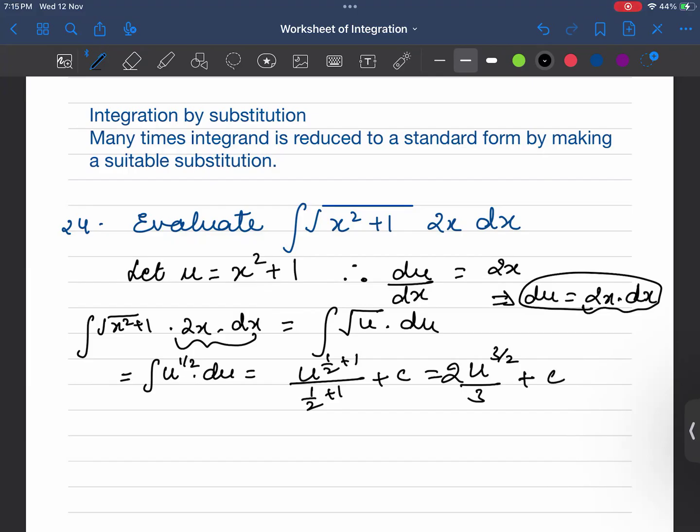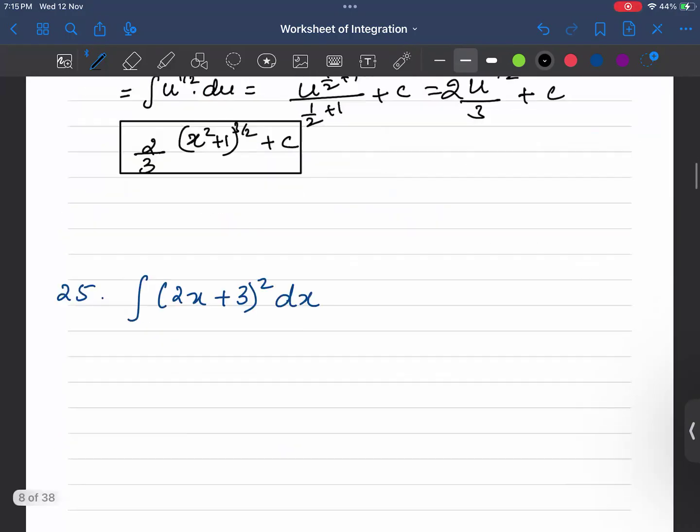Is it clear? We can write 2 upon 3. Now we will substitute back u as x squared plus 1, power 3 by 2, plus c. This will be your answer. I think it's clear and simple also. Let's do some more examples.